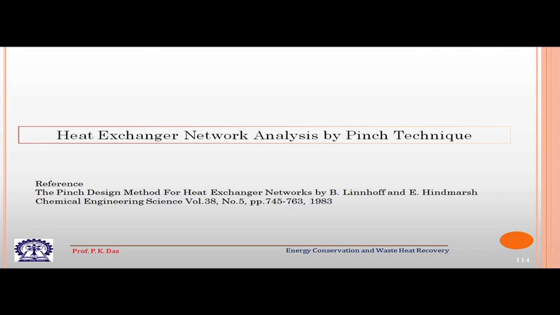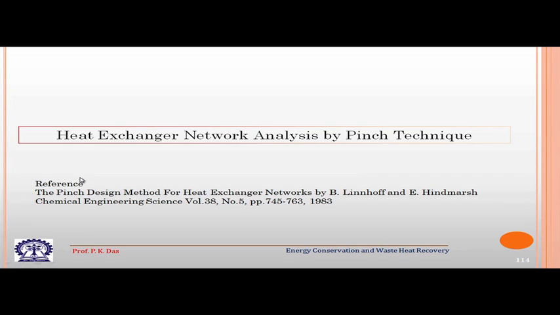The entire thing which I will discuss here, including the example, has been taken from this reference, the pinch design method for heat exchanger networks by Linnhoff and Hindmarsh. It was published in Chemical Engineering Science in 1983.